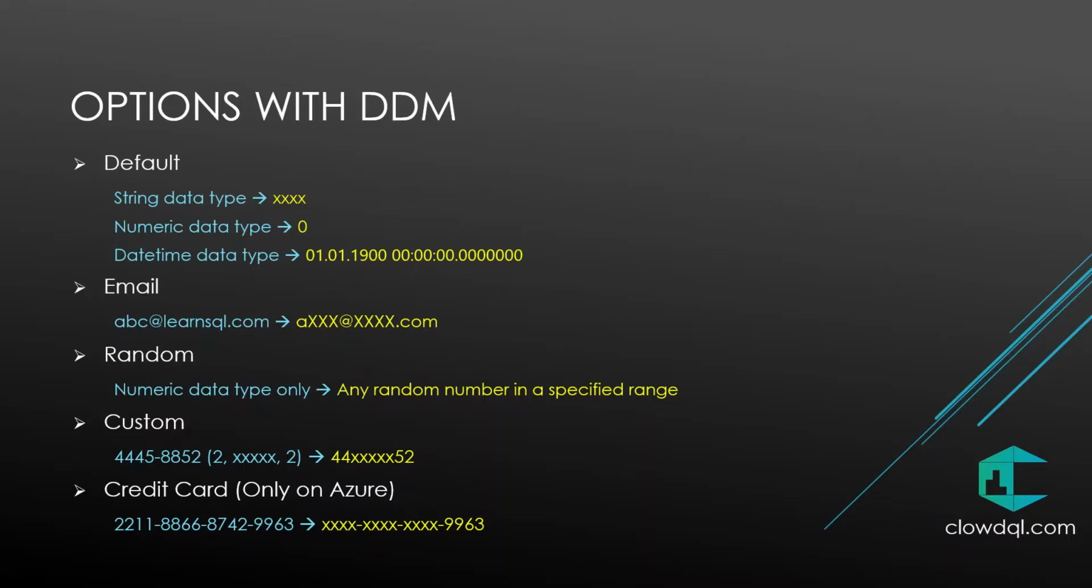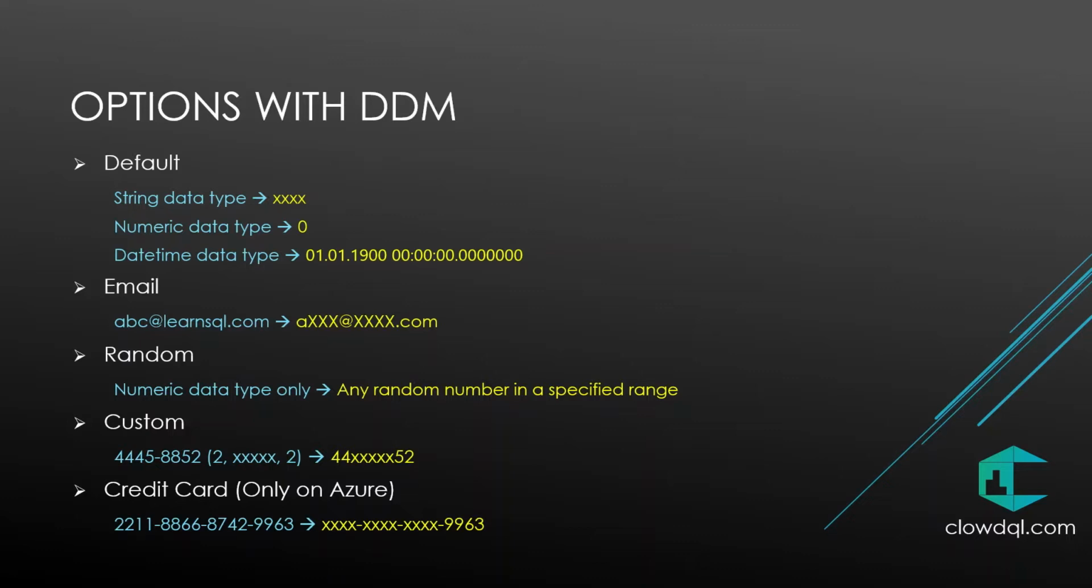Let's first discuss the default rule. In this case, if the column to be masked is of string data type, which includes char and varchar, then the actual values are masked as XXXX, like 4 X's. Similarly, for numeric data types like integer or float, for example, the values are masked as zeros. And similarly, datetime values are masked as January 1st, 1900 and 0 hours.